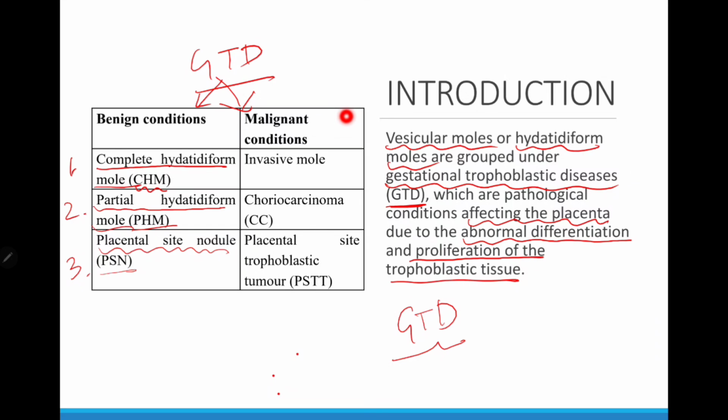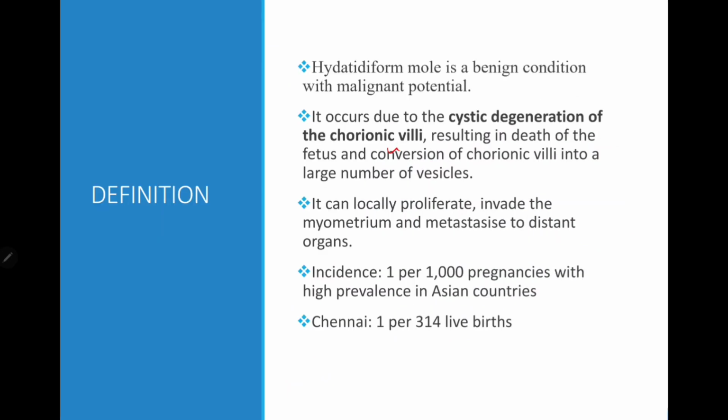What are the malignant conditions? A malignant condition is an invasive mole or a choriocarcinoma or PSTT. PSTT stands for placental site trophoblastic tumor. So what are the malignant conditions in gestational trophoblastic diseases? We have invasive mole, choriocarcinoma, as well as placental site trophoblastic tumor.